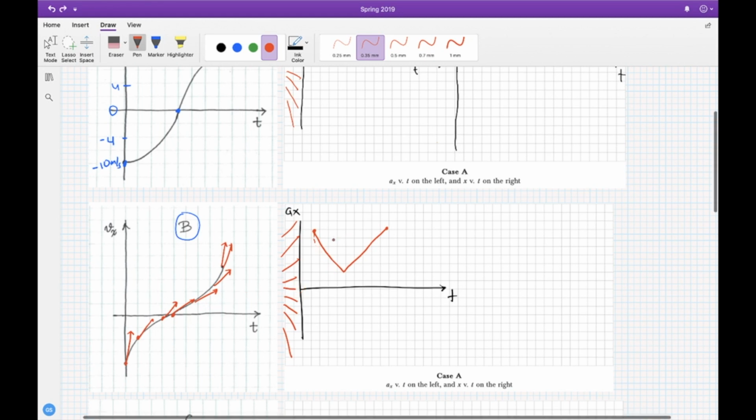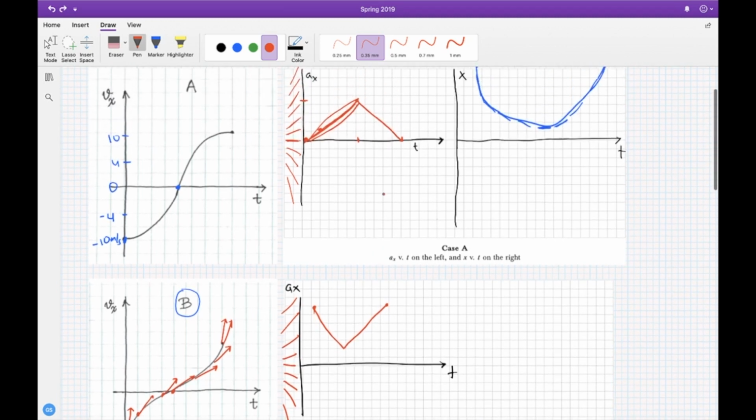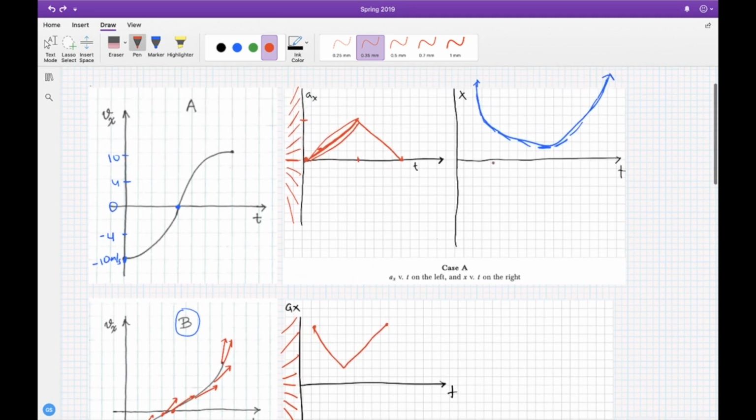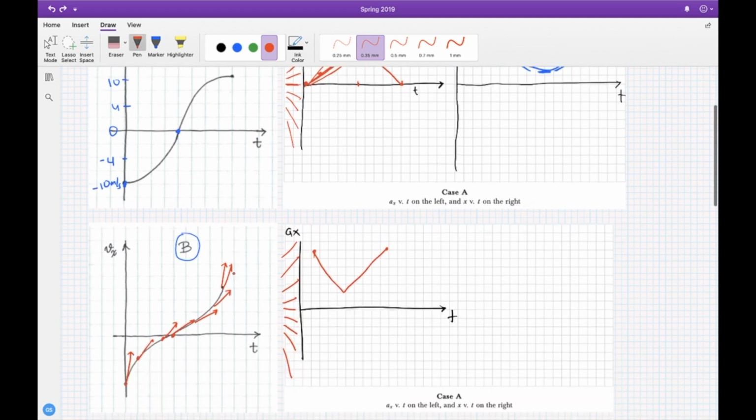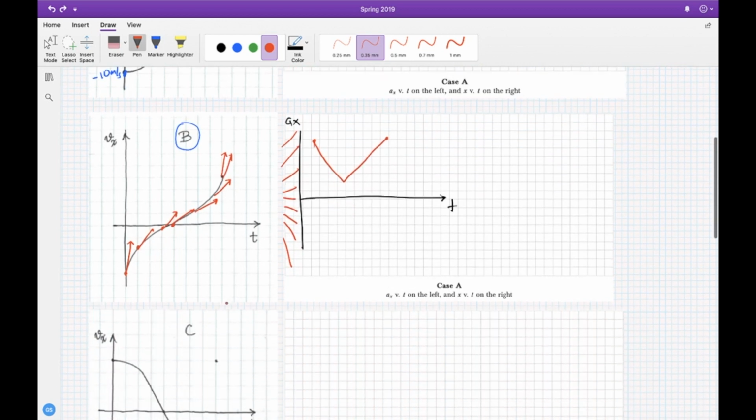So to properly draw this graph, it should look something along the lines of this. And for the sake of time, I'm not going to redraw the position versus time graph, but it's going to look something like this. And if you want to go back for the reasoning regarding this, it's going to have a very similar reasoning for case B.